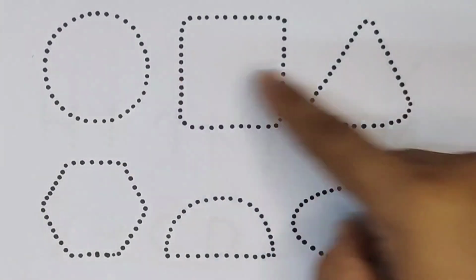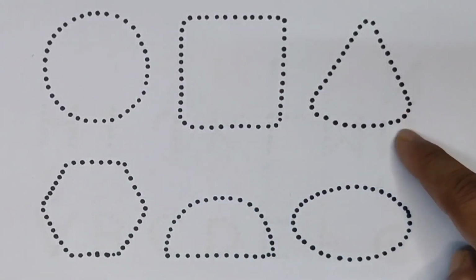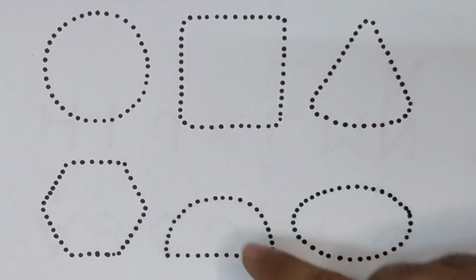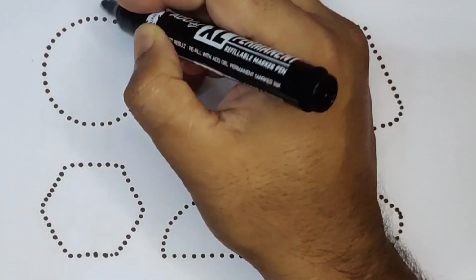Now let's learn the 2D shapes. Circle, square, triangle, hexagon, semicircle and oval. First we are going to draw the shapes.